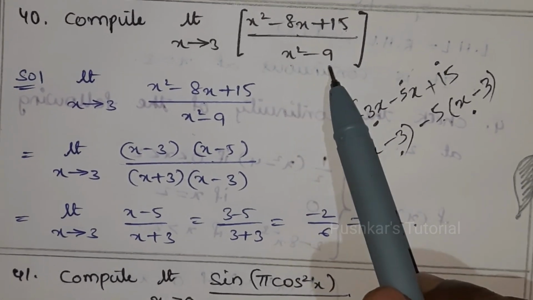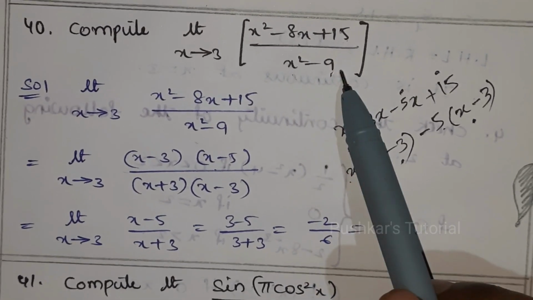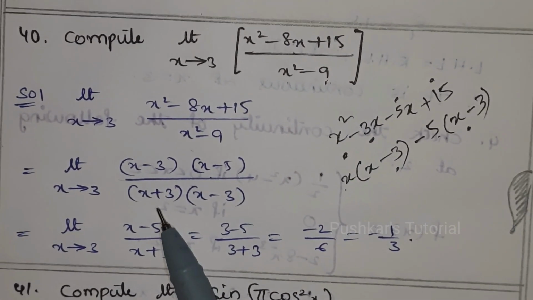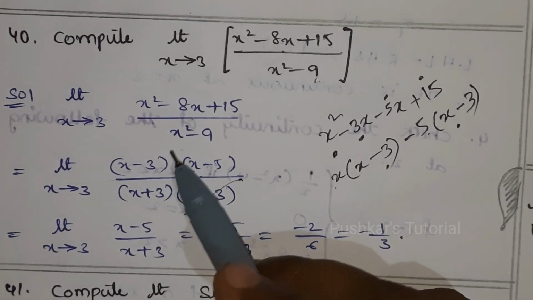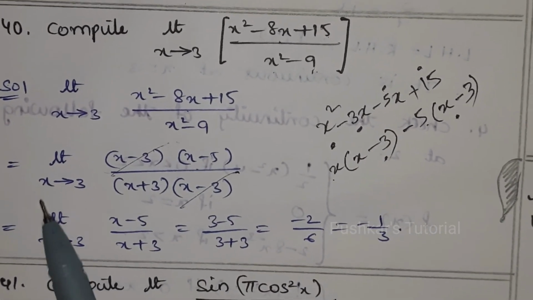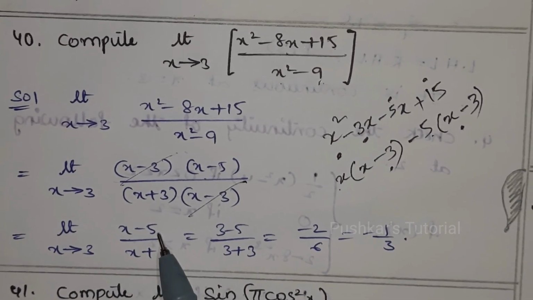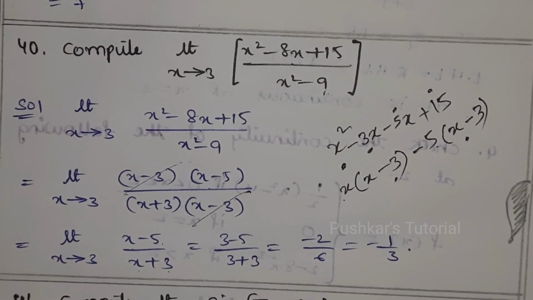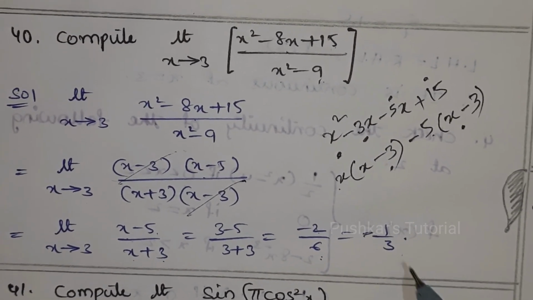And the denominator, you see 9. 9 we can write as 3 square, which means the denominator looks like the a square minus b square formula, a plus b into a minus b. So here x minus 3 gets cancelled. Wherever x tends to 3, wherever x is there you have to put 3. So 3 minus 5 by 3 plus 3, which is minus 2 by 6. 2 ones are 2, 2 threes are 6, so the 2 cancels. Answer: minus 1 by 3.